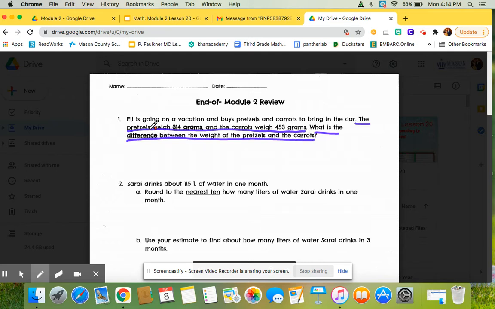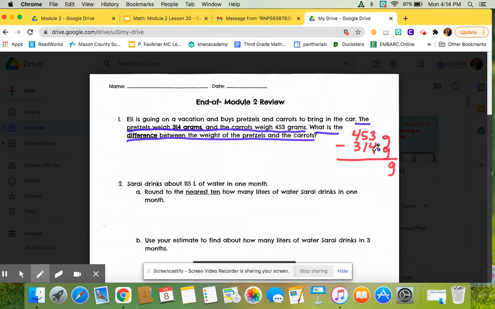All right, boys and girls, in class we've been talking about the word difference. What math operation do they want us to do if we talk about the difference? Yes, very good. They want us to subtract. So let's go ahead and try to subtract this problem. We have 453 grams, and we are going to subtract 314 grams. So I should automatically know my unit is grams.